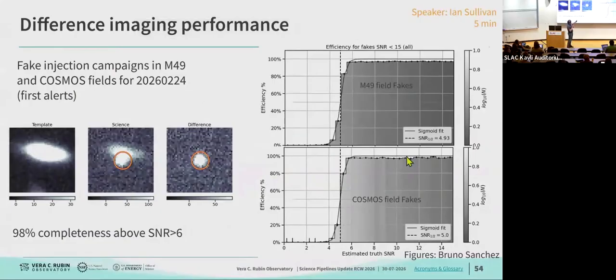I wanted to characterize our completeness so far. This is work done by Bruno Sanchez in the data from February 24th when we are releasing our first alerts. He injected fake sources. Just a demonstration of that here. This is a case where we are injecting on a hosted fake source, and so we have the hosted and hostless for different types of transients. In these cases, we are getting about 98% completeness. We think we know some of the various ways that we can improve that in the future.